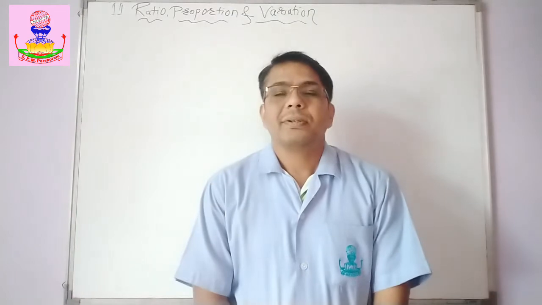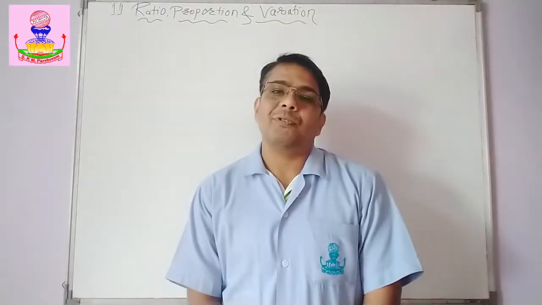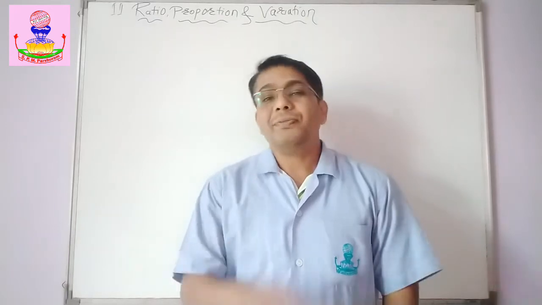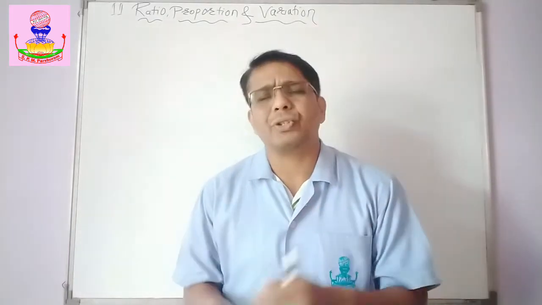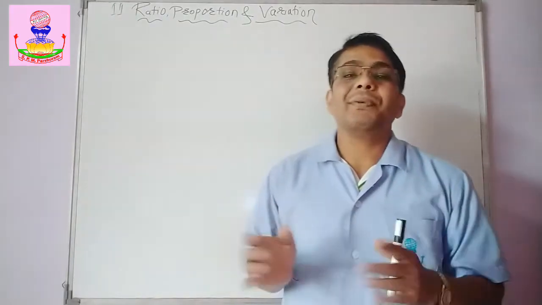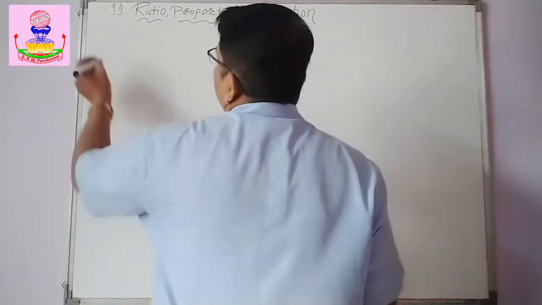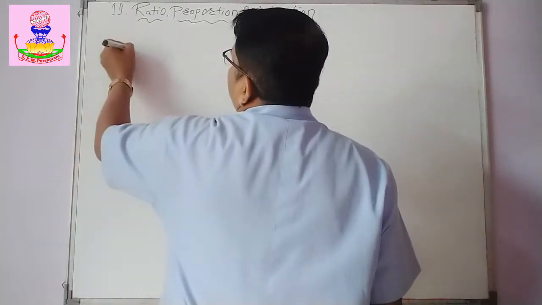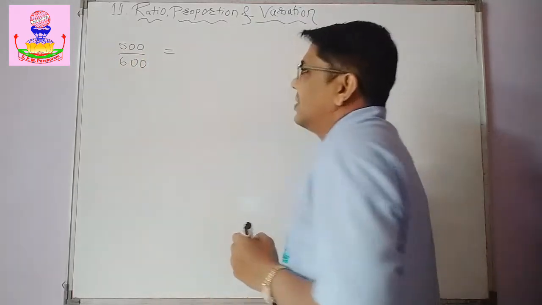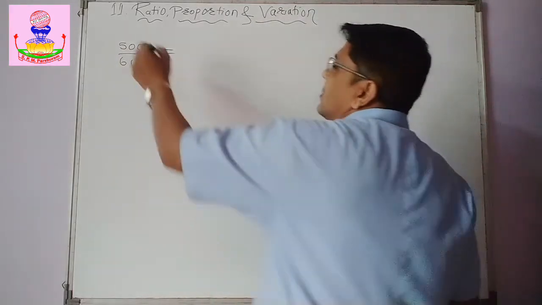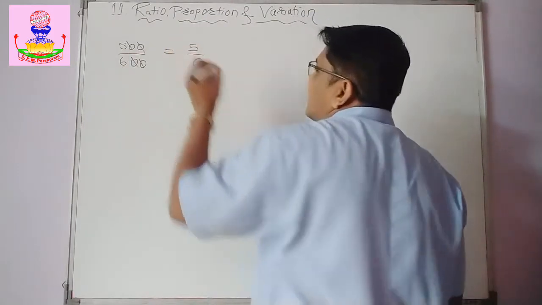If the ratios, when they are reduced to their lowest form, are equal in the lowest form, then the two ratios or three ratios are said to be equivalent ratios. For example, I am having 500 upon 600. Okay. Now, if I reduce them, what I get? 5 upon 6.